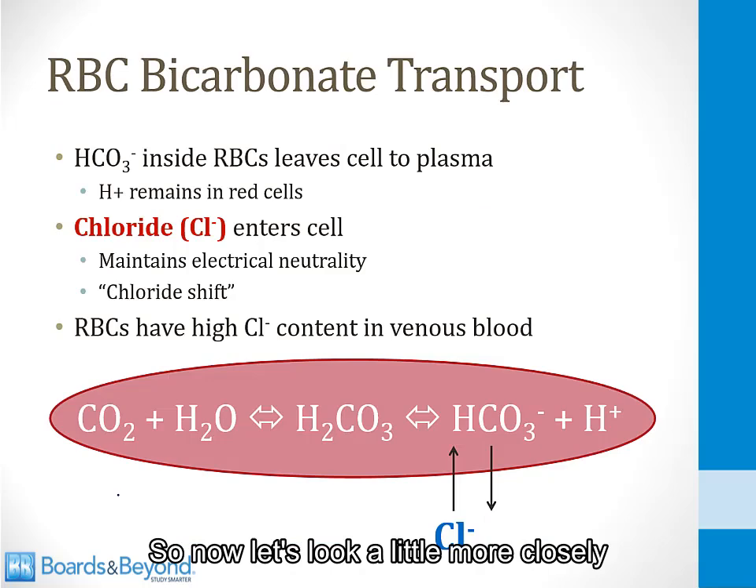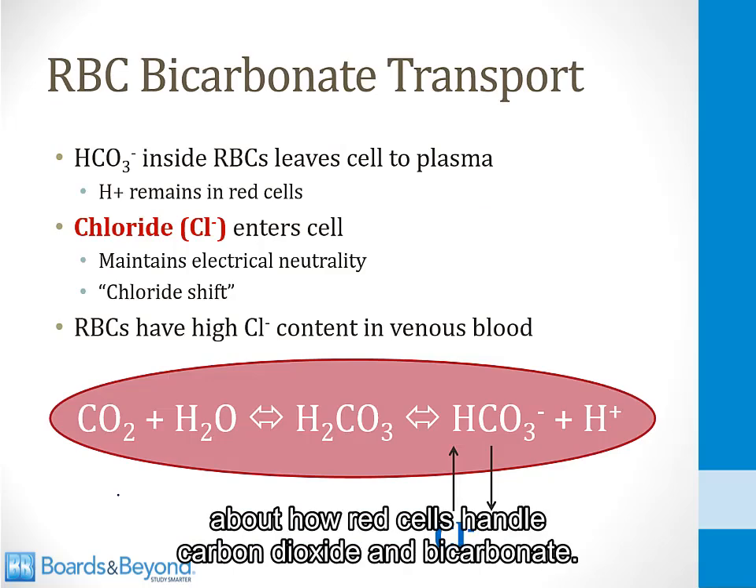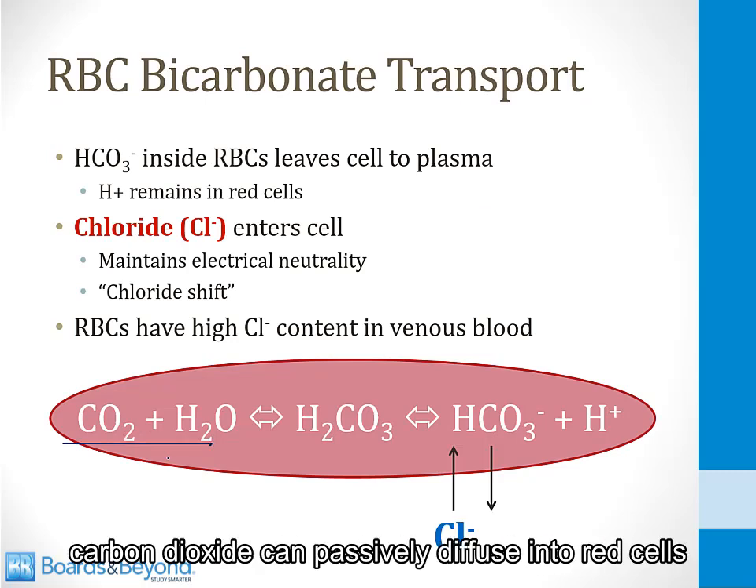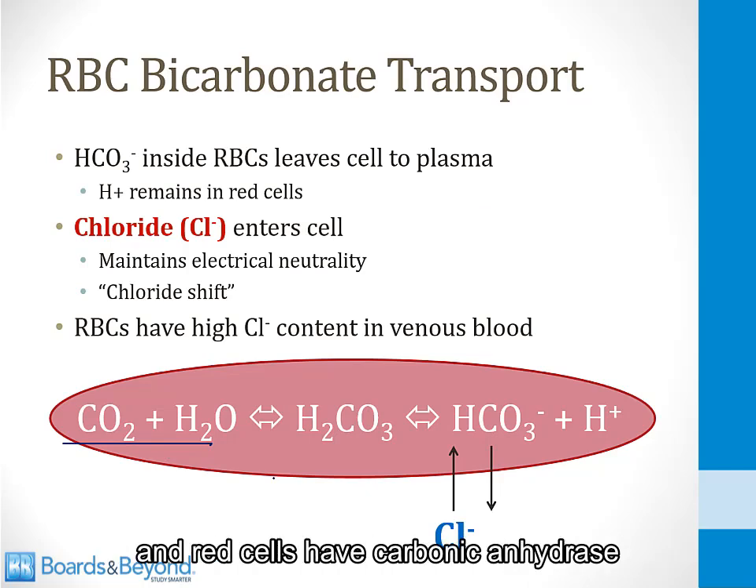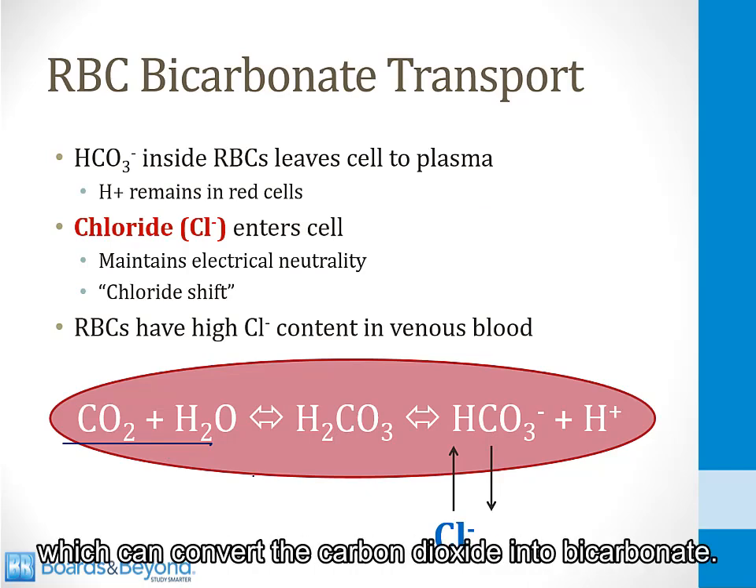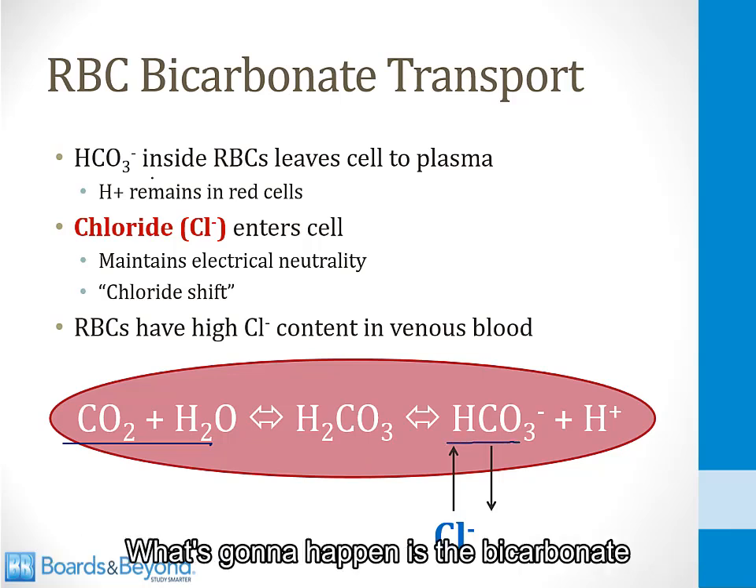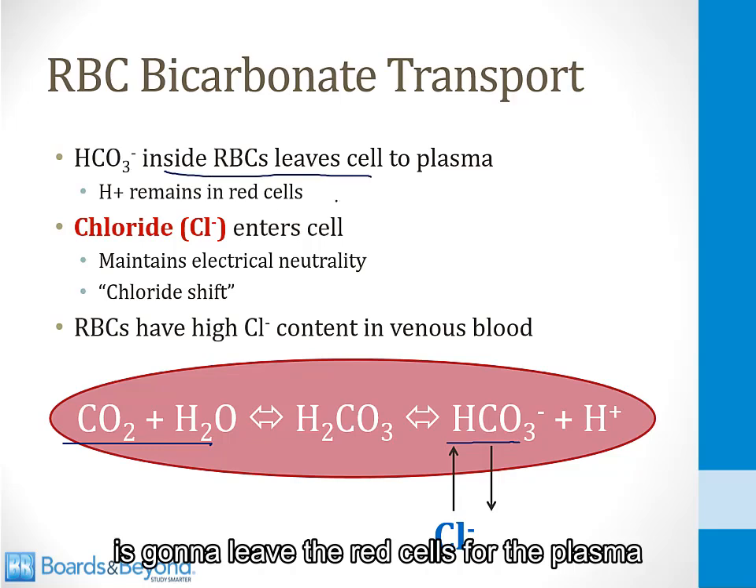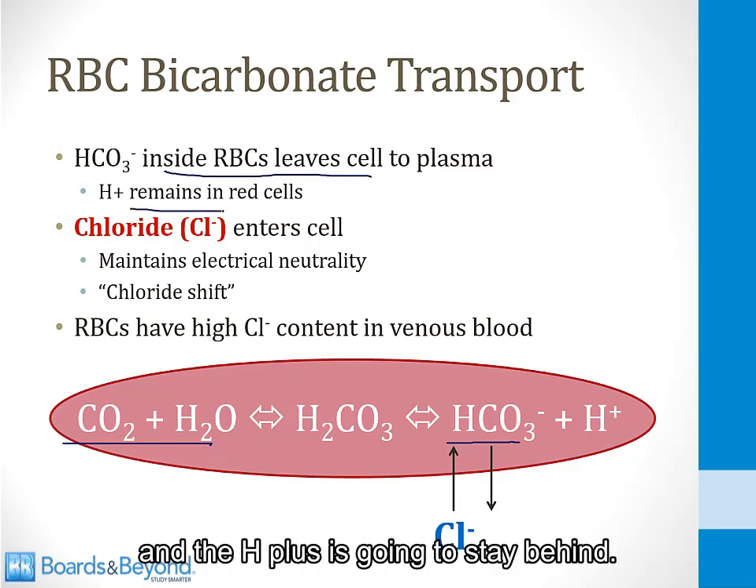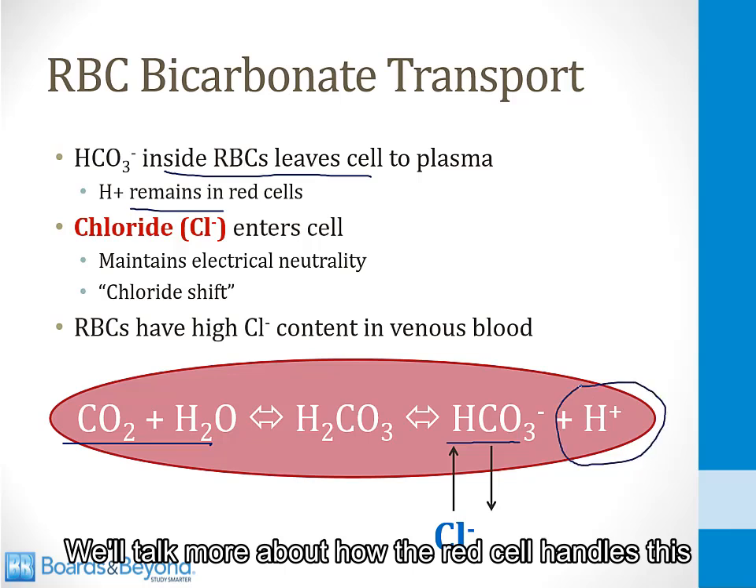So now let's look a little more closely at how red cells handle carbon dioxide and bicarbonate. As I told you on the last slide, carbon dioxide can passively diffuse into red cells, and red cells have carbonic anhydrase, which can convert the carbon dioxide into bicarbonate. What's going to happen is the bicarbonate is going to leave the red cells for the plasma, and the H+ is going to stay behind. We'll talk more about how the red cell handles this in a minute.